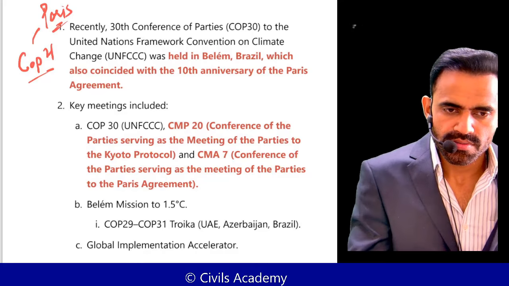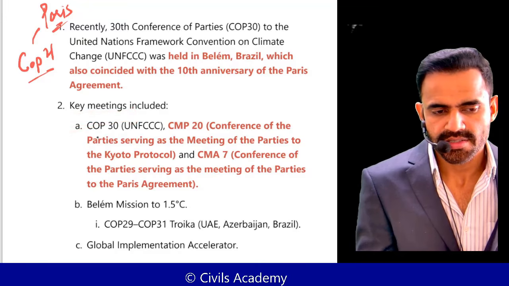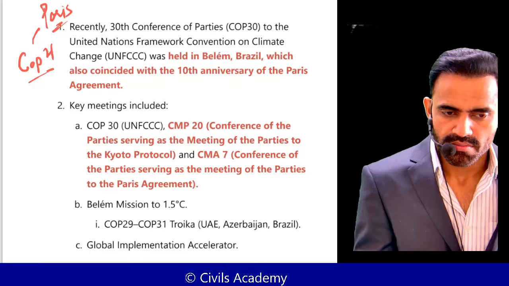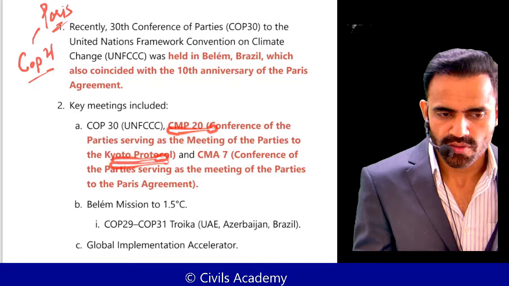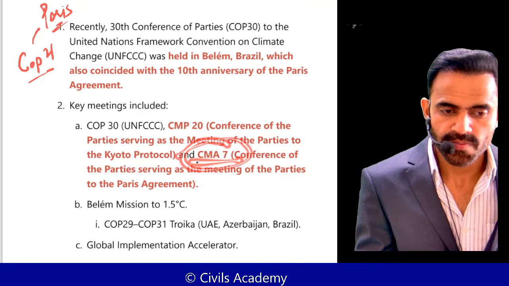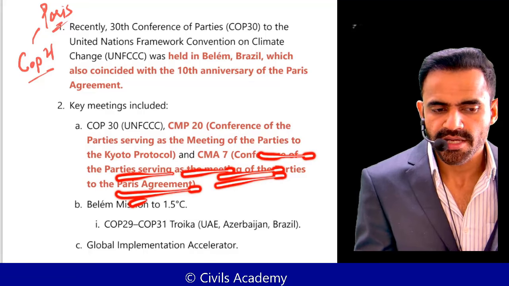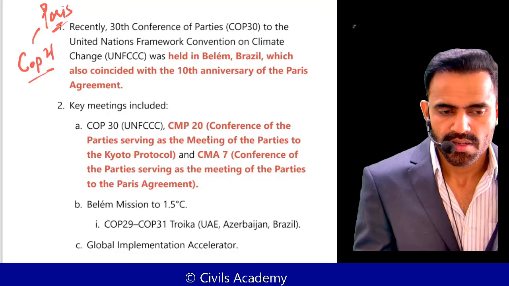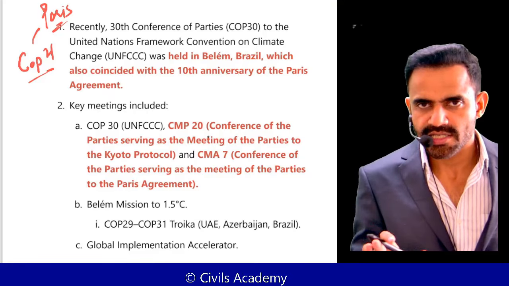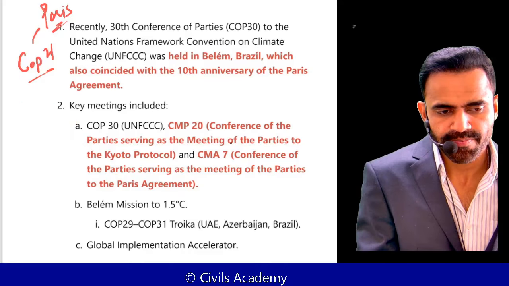Now, what were the major developments or major outcomes? Before that, understand, this was COP 30. COP basically refers to Conference of Parties. It was COP 20 of the Kyoto Protocol. The same meeting was CMA 7 of the Paris Agreement. That is the Conference of Parties serving as the meeting of the Parties to the Paris Agreement. Okay. So that means after the Paris Agreement, this was the 7th such meeting. Overall, in terms of duration, 10 years have passed, because that was in 2015, and now we are in 2025. Okay, meetings have been 7.